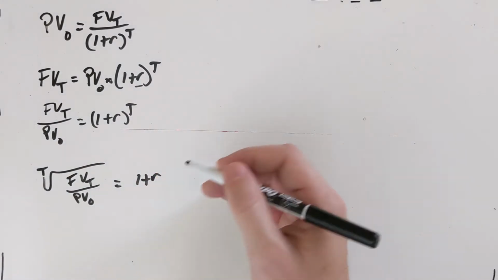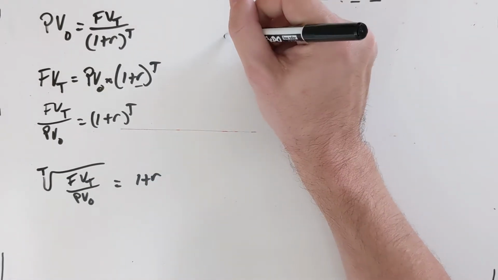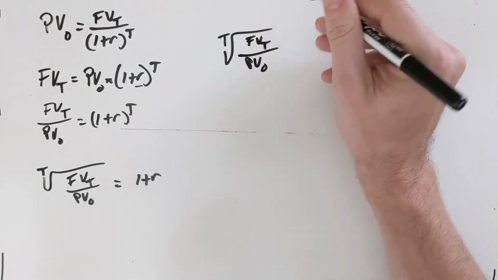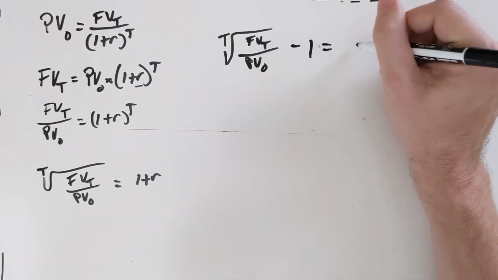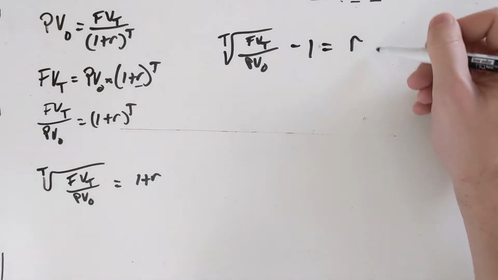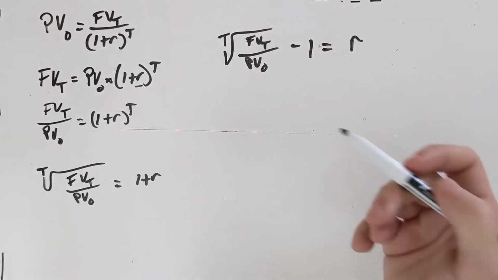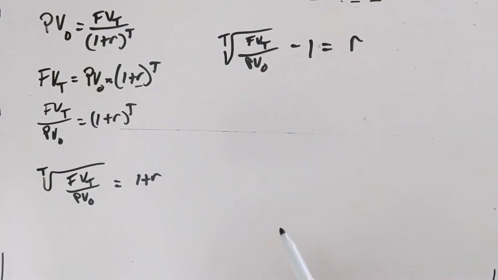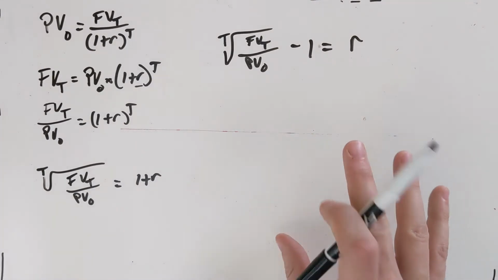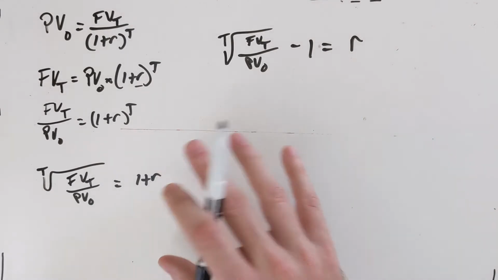And now the only step we need to take is get the 1 over to the other side. And so you would have, and there you go. You get this expression is equivalent to R. All right, and that's how you would solve for R. Now, if I want to solve for T, that's where it can be a little more cumbersome. So let's clear the board and we'll start working on how can I isolate a time factor.